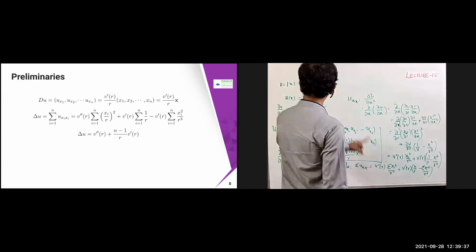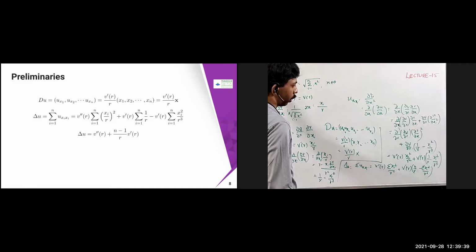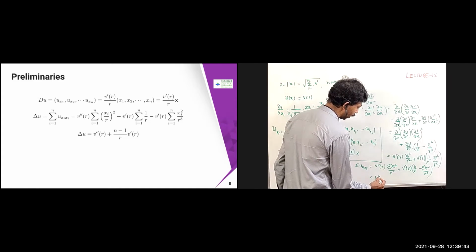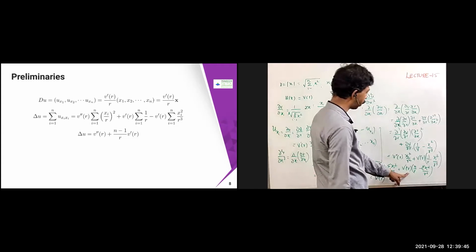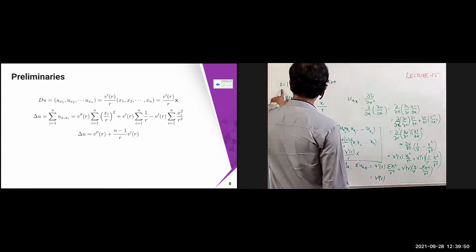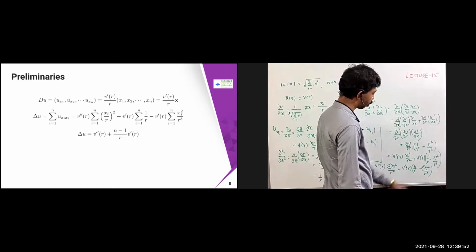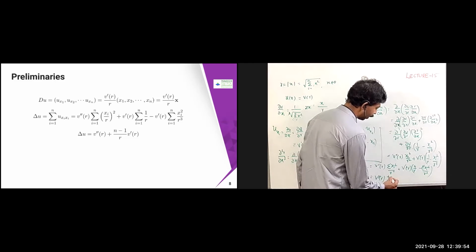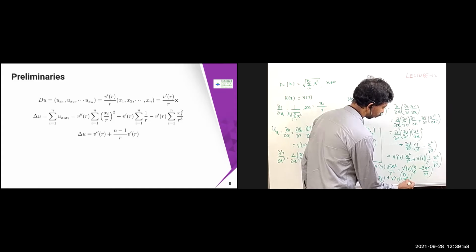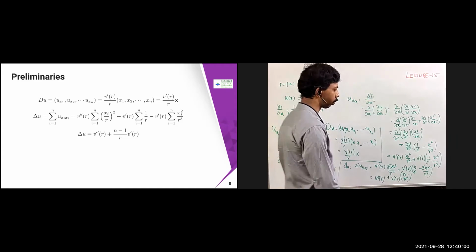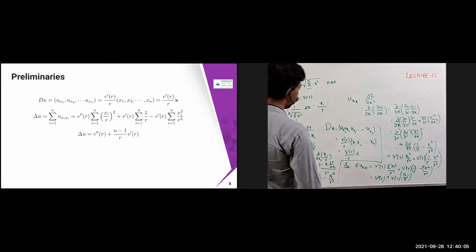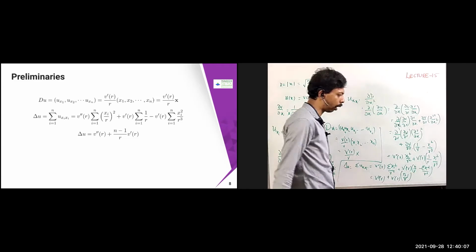But what is summation xi square? That is nothing but r square. Summation xi square is r square, so r square gets cancelled. So it becomes v double dash of r. And this is v dash of r times n by r, and this is again r square, so r square by r cube becomes 1 by r. So this becomes v dash of r into n minus 1 by r. So the del u becomes v double dash of r plus v dash of r into n minus 1 by r.